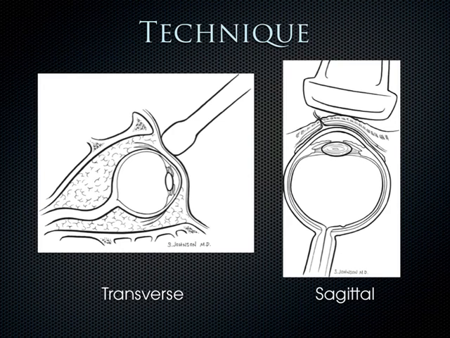So the technique involves both a transverse, which is an axial technique, and also a sagittal or longitudinal technique, as you just saw. Make sure the patient looks straight, and have them close their eye and use lots of gel. And then the kinetic exam is performed with the patient's help.